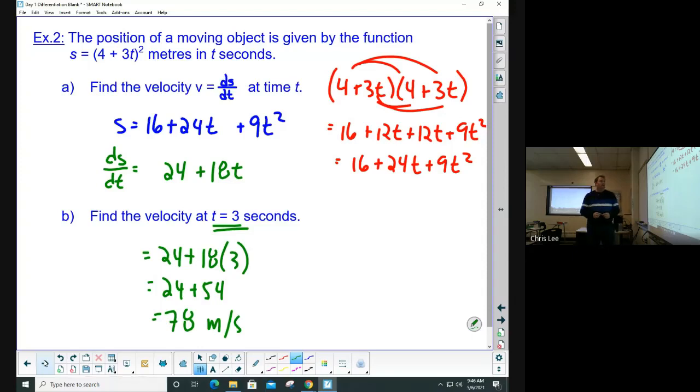All right, good. So being able to differentiate really quickly allows us to go off and tackle some other questions. And then we've got one last one before we go to break.